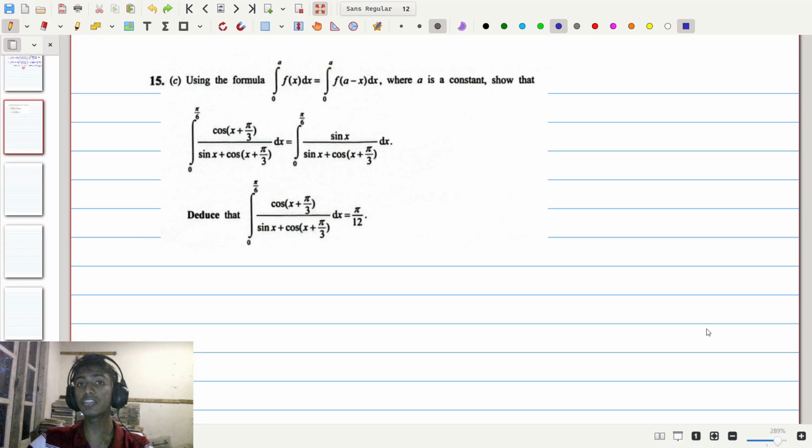Parts A, B and C of question number 15 all have to do with mathematical integration, but Part C usually has to do with some kind of special formula or identity that's related to mathematical integration that you have to use in order to find the final result of the question.